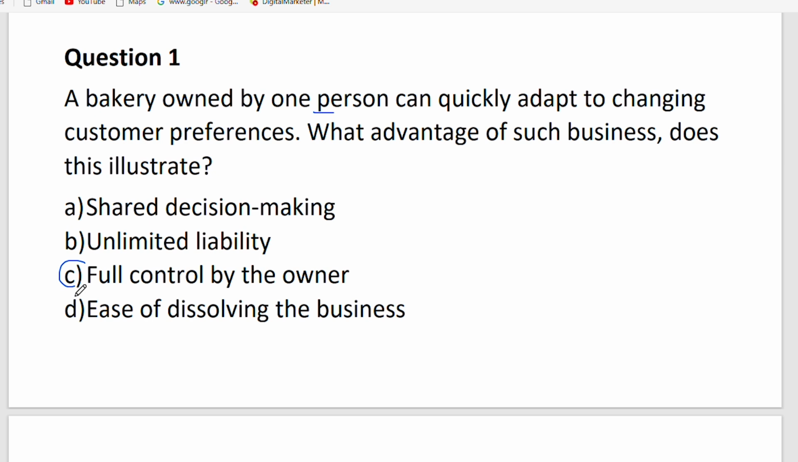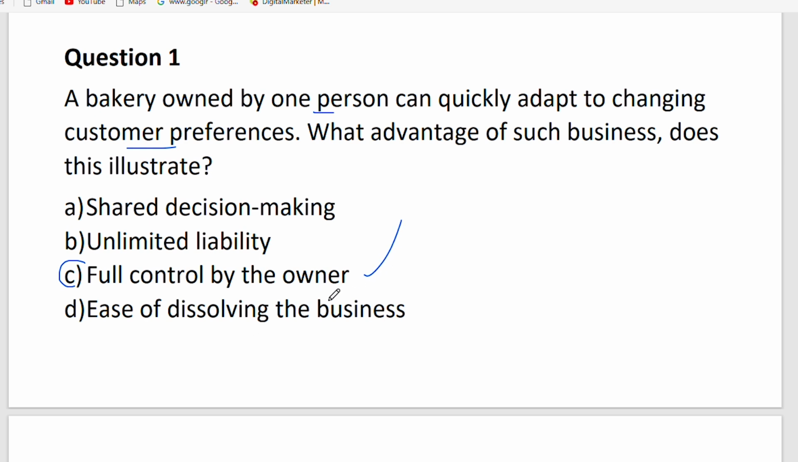I mean, yes, the business is also easy to dissolve, but that's not the reason why you're making changes faster. Your ability to make changes comes down to the fact that the business is under your control. Unless the change was to destroy it or dissolve it, but we're talking about customer preference in this case. The customer preference doesn't change so that you dissolve your business.